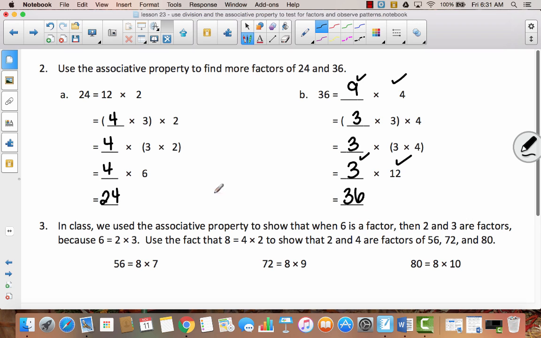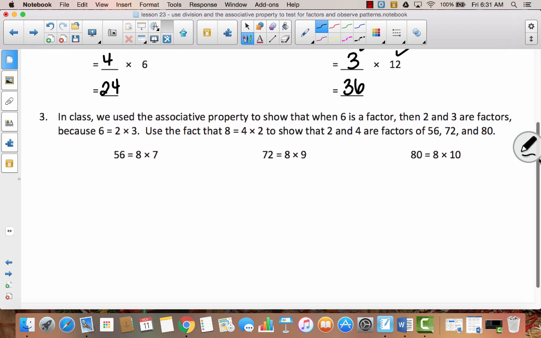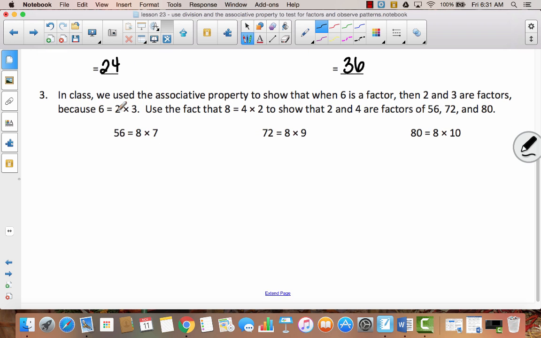Again, if this is confusing to you, that's okay. It's good to stretch your brain to learn something new. But remember, you can always divide to see if a number is a factor. All right, so it says in class we use the associative property. We use the associative property to show that 6 is a factor and then 2 and 3 are factors, because 6 equals 2 times 3. So we're going to use the fact 8 equals 4 times 2 to show that 2 and 4 are factors of 56, 72, and 80.